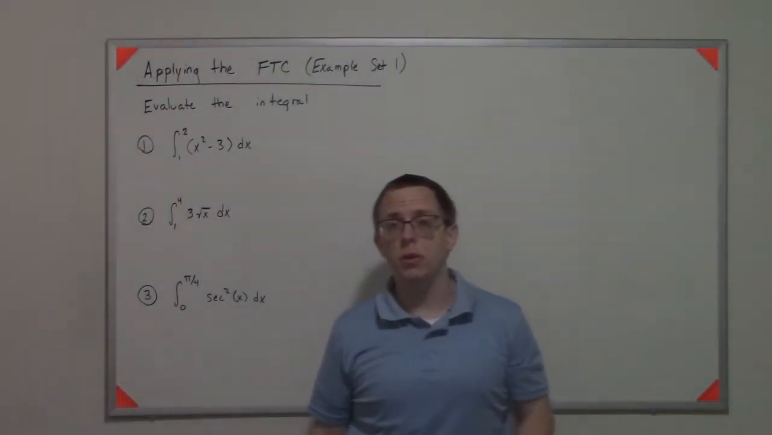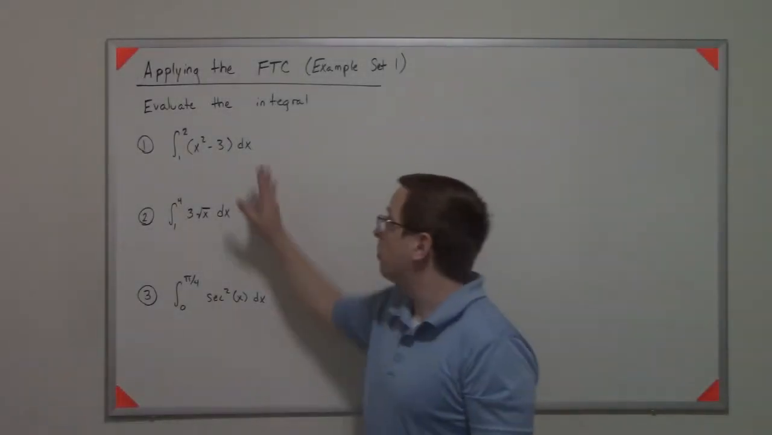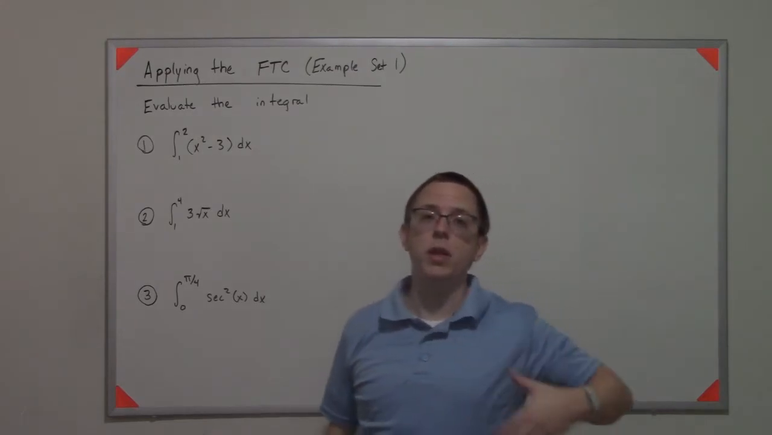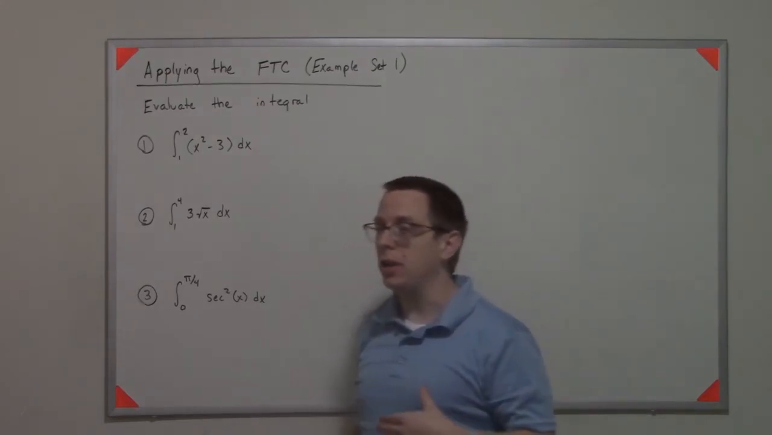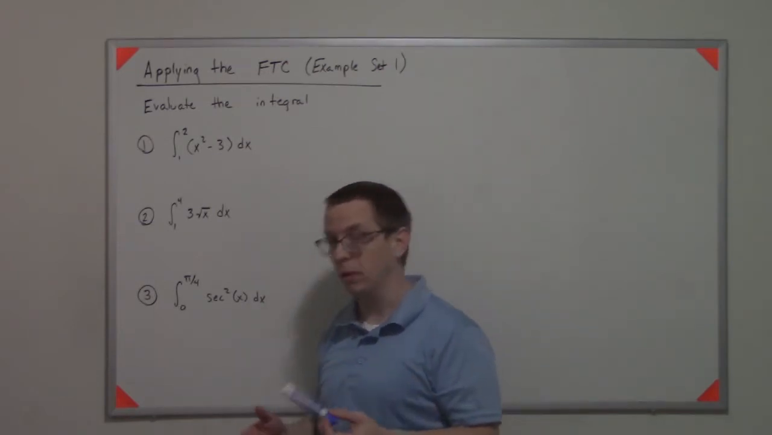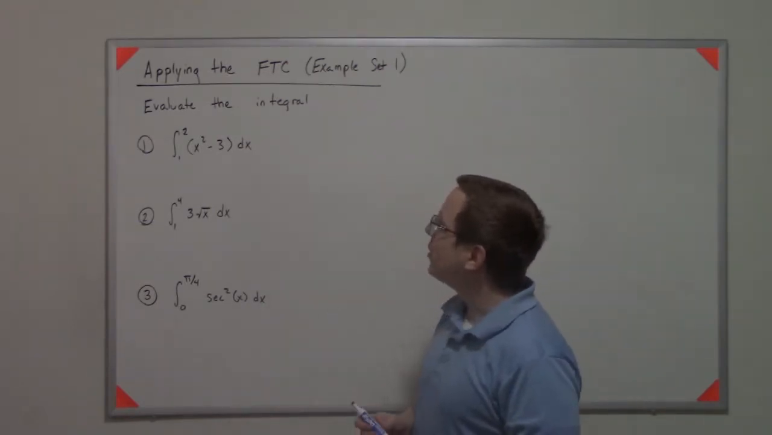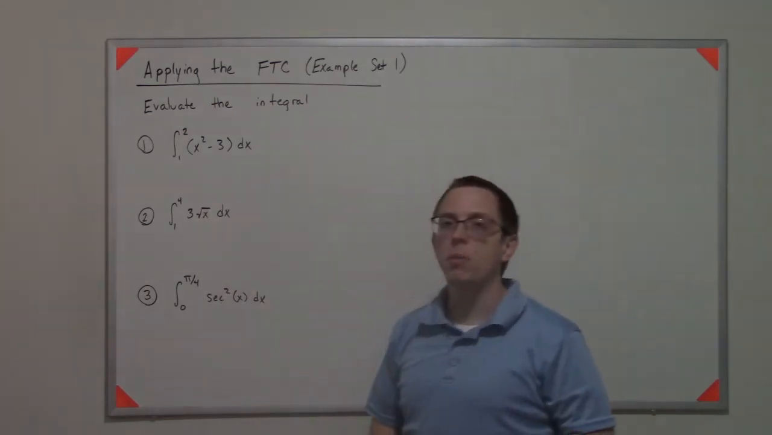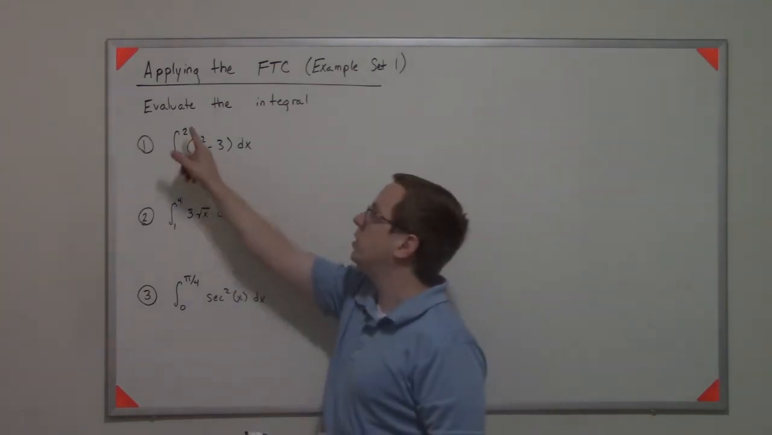Let's apply the fundamental theorem of calculus to some explicit functions here and use the antiderivative to evaluate the integral. Anyway, in the first case we have the integral of x squared minus 3 dx from 1 to 2.